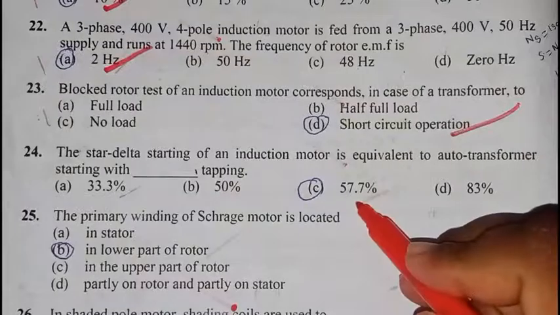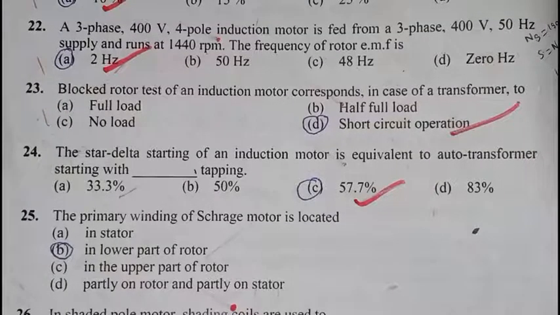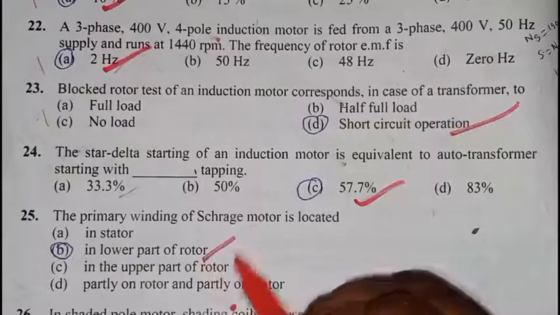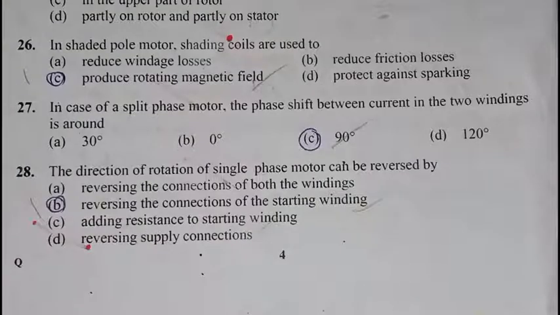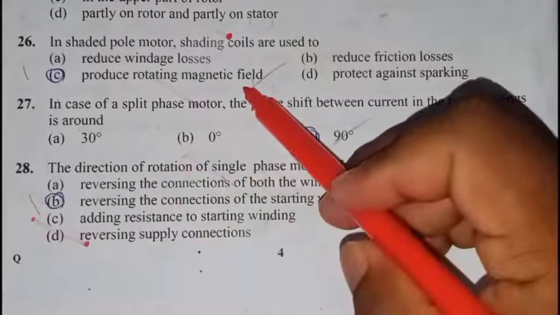Answer option C, 57.7%. Question number 25. The primary winding of a Scrage motor is located in lower part of rotor. Option B. Question number 26. In shaded pole motor, shading coils are used to. Answer: produce rotating magnetic field.